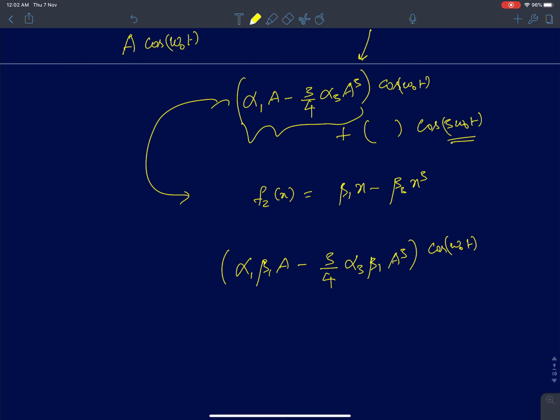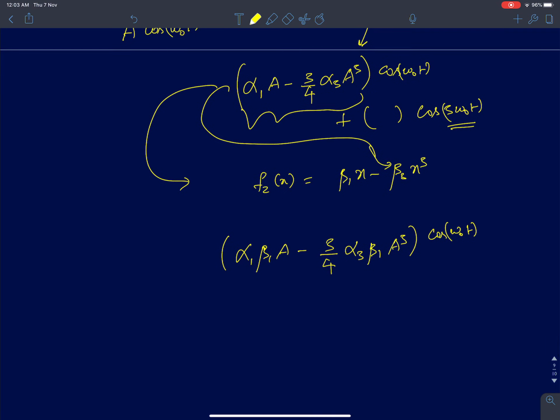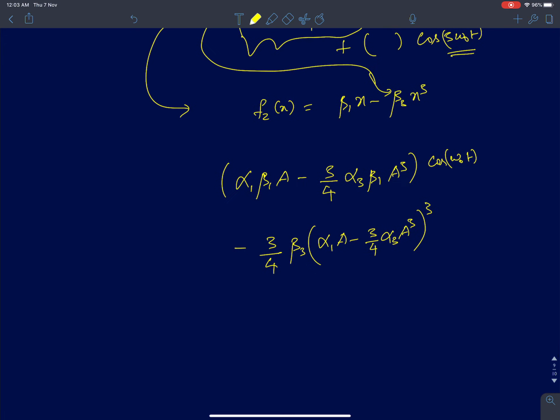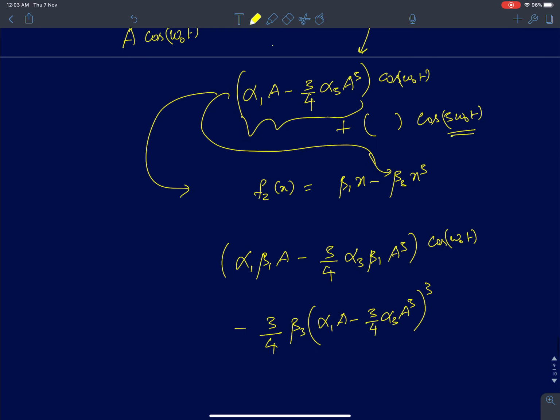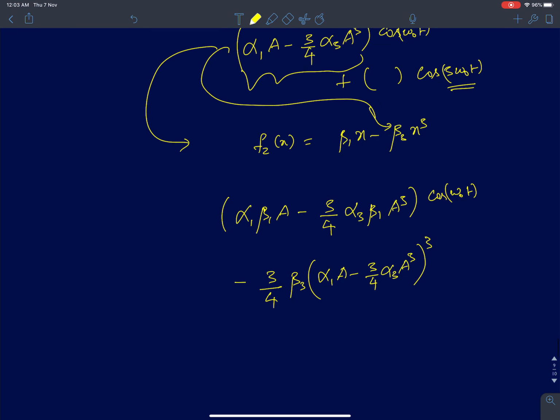Now if I pass this first term through the nonlinearity multiplied by beta 3, then that term is going to produce a nonlinearity which will be given by minus 3 by 4 beta 3 into the amplitude of this whole cube, where the first input amplitude is alpha 1 A minus 3 by 4 alpha 3 A cube, the whole cube. This will be the amplitude for the second stage. So this is the result for the second stage.